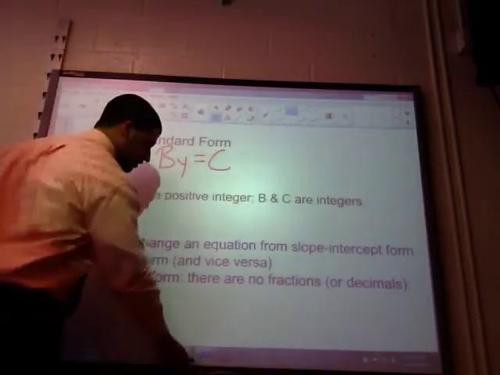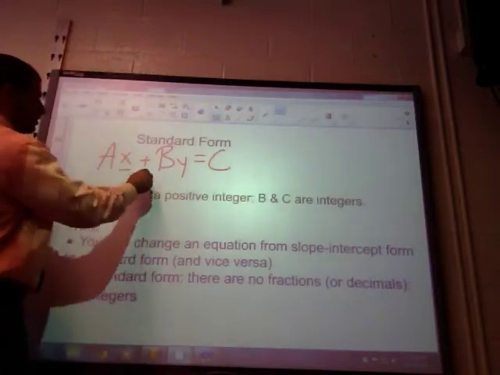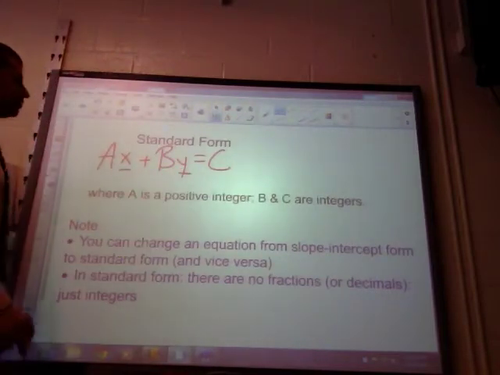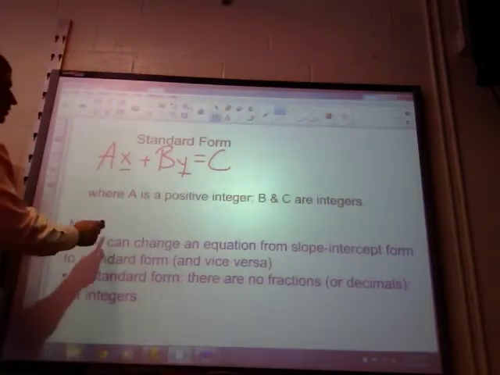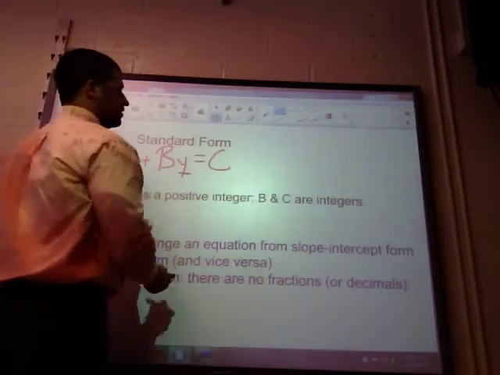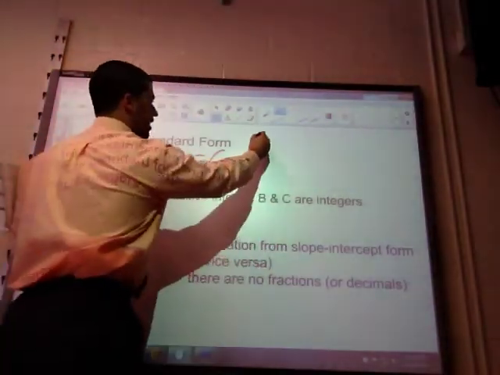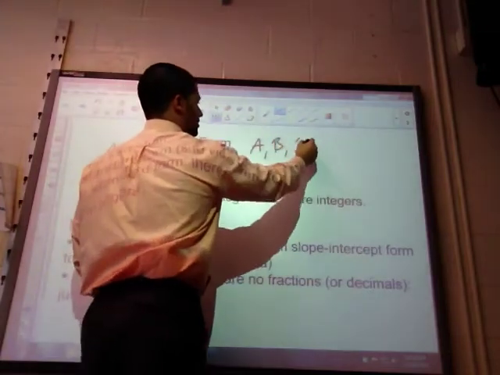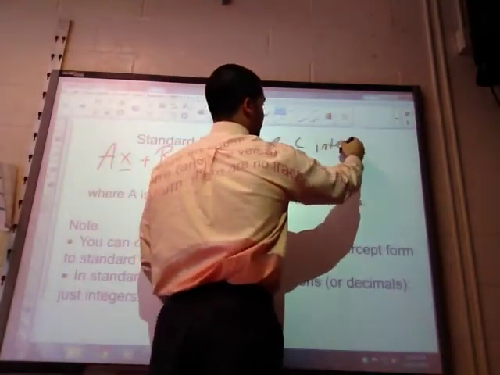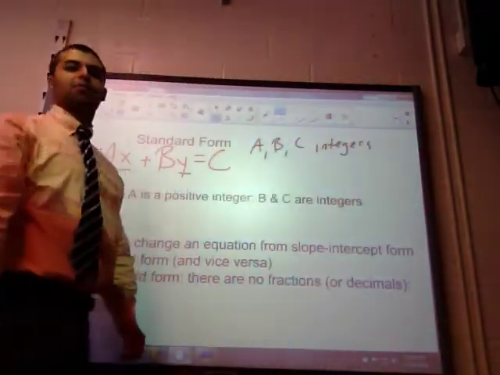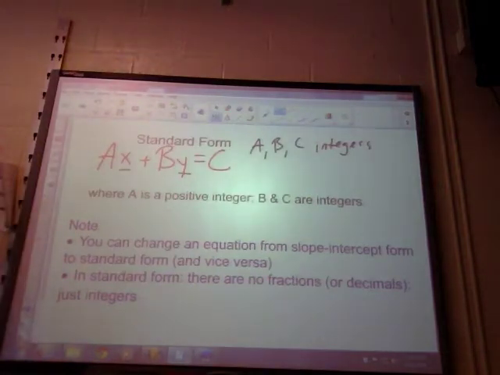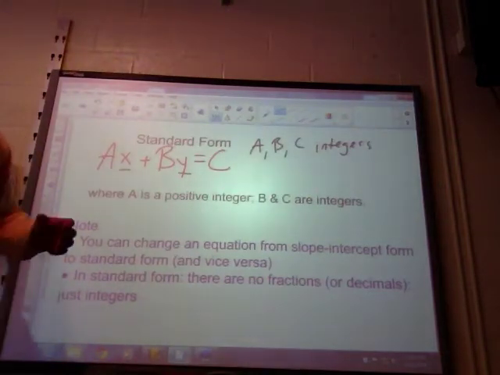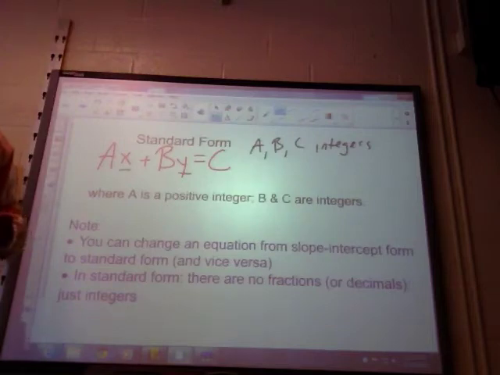These still are the independent and dependent variables. They don't change. X is independent, y is dependent. The difference now is a, b, and c are integers. Okay, so a, b, c are integers. Integers meaning counting numbers. Any negative or positive counting number, like -7, 8, 4, 3, 20, 100, -2,000.